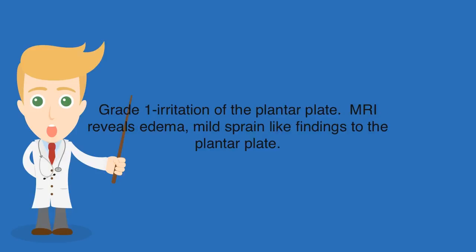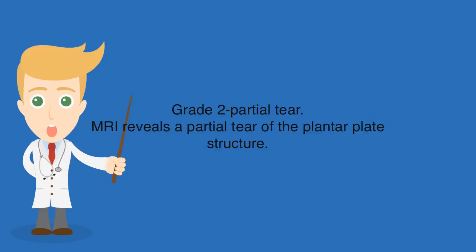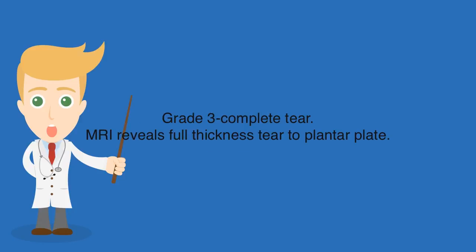Grade 1, irritation of the plantar plate. MRI reveals edema, mild sprain-like findings to the plantar plate. Grade 2, partial tear. MRI reveals a partial tear of the plantar plate structure. Grade 3, complete tear. MRI reveals full thickness tear to the plantar plate.